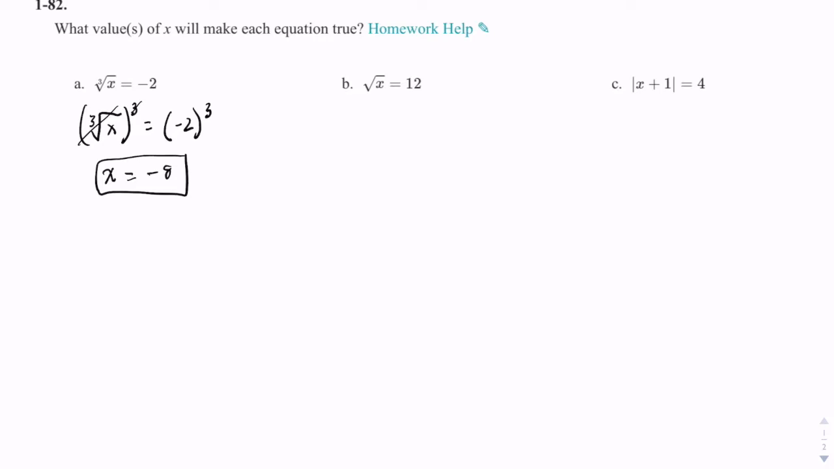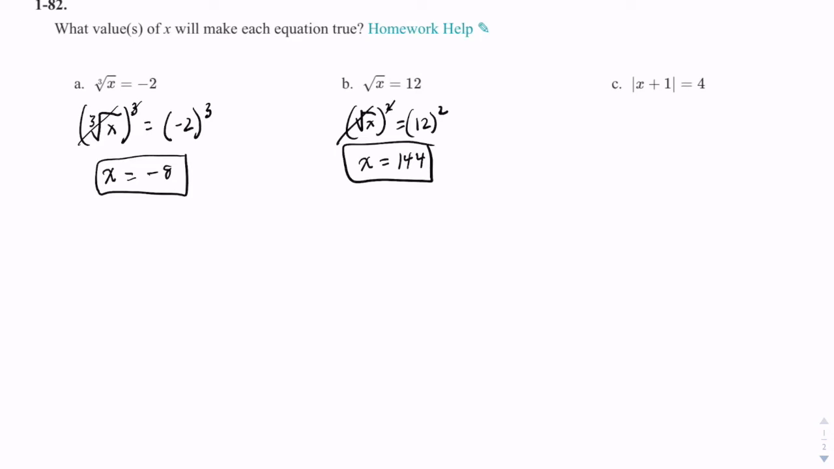So the second equation, I'm going to square both sides because I want to cancel out that square root, right? So these cancel, right? And I'm left with x equals 12 squared. 12 times 12 is 144. And the last one, absolute value.